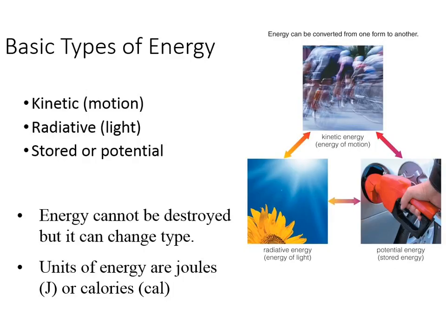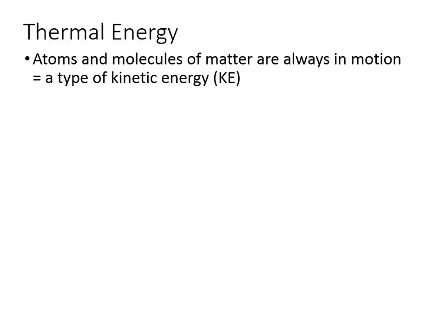So those bikers up there, they consumed food. Food, as it is just sitting on the shelf, is actually potential energy. They consume it, and their bodies convert it to energy that they can use to move their bike. So focusing on KE, kinetic energy: kinetic energy is associated with motion.